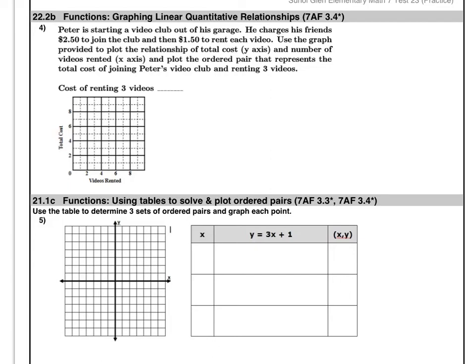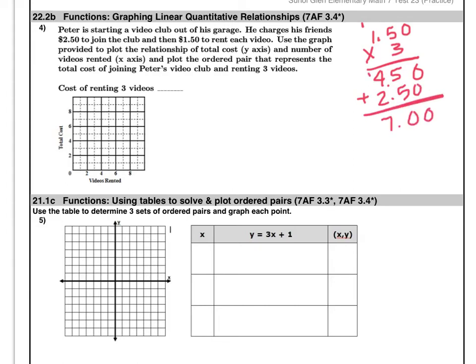So let's do that first. If we rent 3 movies, we are paying $1.50 per movie, so that's times 3, and we're going to get that we owe him $4.50, but we're not allowed to rent unless we join his club. So we have to tack on the $2.50 for that membership fee. And so we actually end up having to pay a total of $7. So the cost of renting the 3 videos is actually $7.